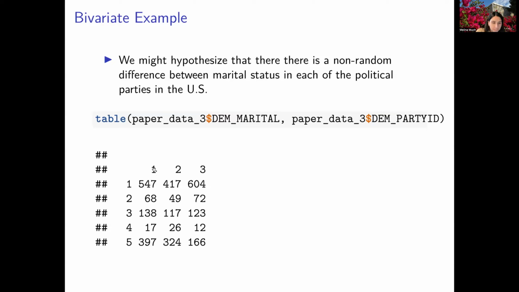And in this particular case, we want to understand whether there's a meaningful difference between the rates at these intersections. Say, I need to go back and look at what 1,1 is. But in this case, is there a meaningful difference between Democrats who are at level 1 of marital status versus independents at level 1 of marital status? So 547 versus 417. That's kind of what we're starting to think about here.